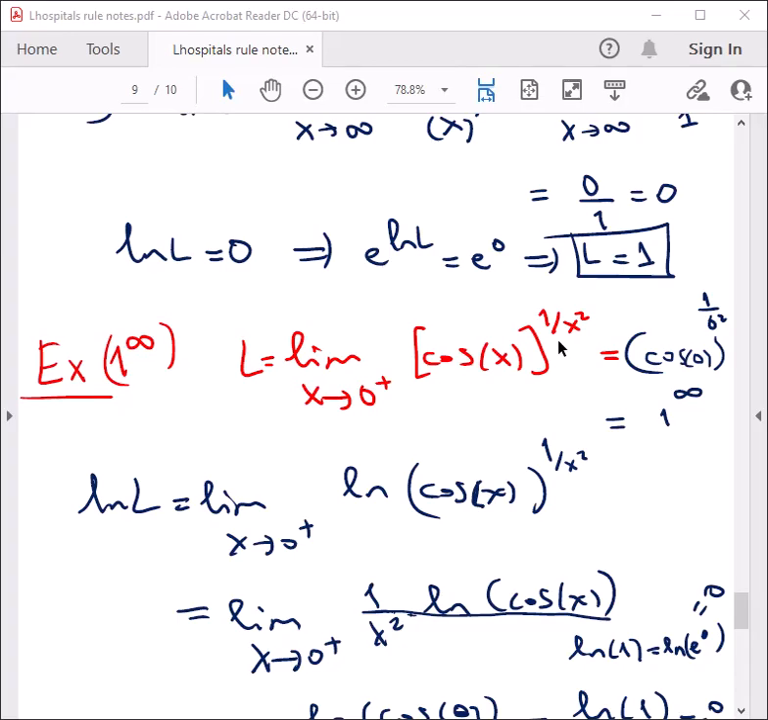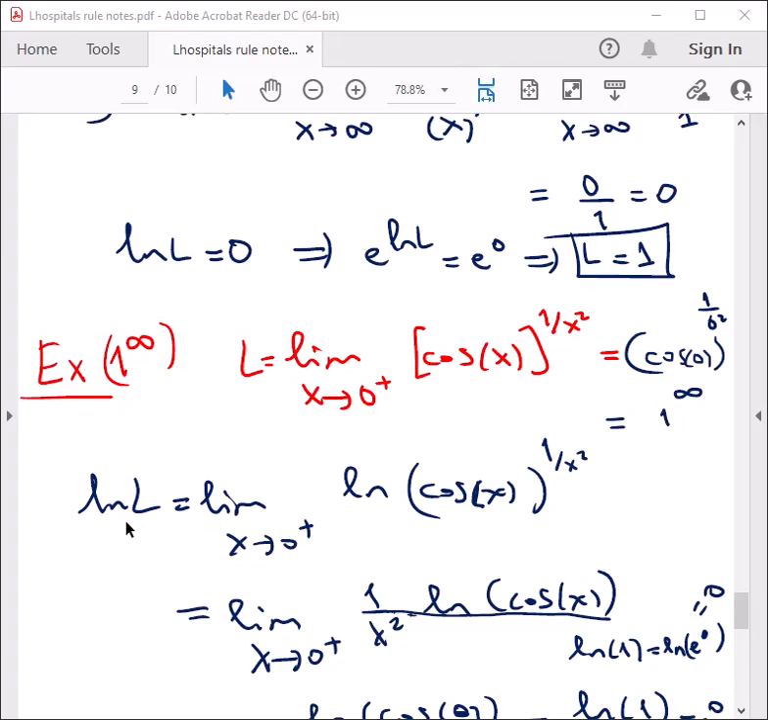Okay, when x goes to 0 from the right, cosine of x will go to cosine of 0, and 1 over x squared will go to 1 over 0 squared. So cosine of 0 goes to 1. Remember, cosine of 0 is 1. It will go to 1, but 1 over 0 squared, when x is positively very small, is going to go to positive infinity. It wouldn't matter if it was minus infinity, but anyway.